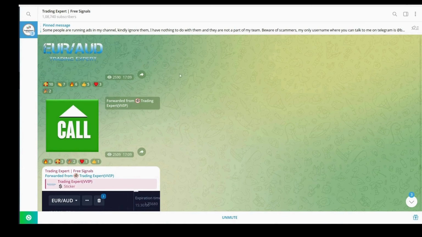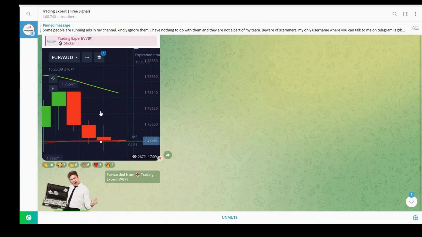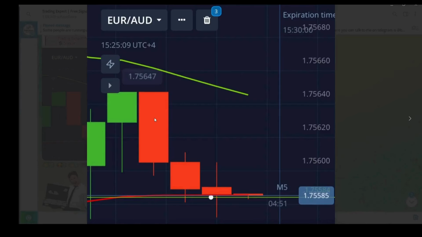After that, we provided another trade on the call side. You can see that the previous candle was taking support from the moving average. Based on that confirmation, we took the next candle for the upside, and once again, this trade was a clear win from the moving average.